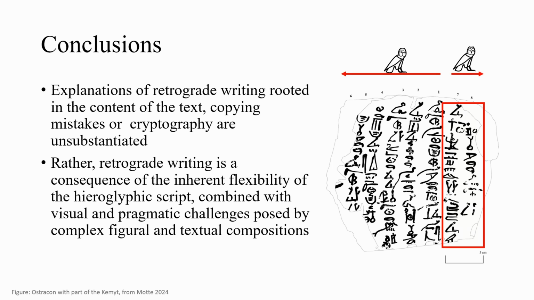Clearly, what's happening here is that retrograde writing is a natural consequence of how hieroglyphs can be oriented both to the right and to the left, and how you write them as images, making them very easy to reverse, especially when you use columns like this. So it's a very fluid and flexible feature of hieroglyphic writing, which should usually be explained either through pragmatic purposes like this or through looking at the broader visual composition.